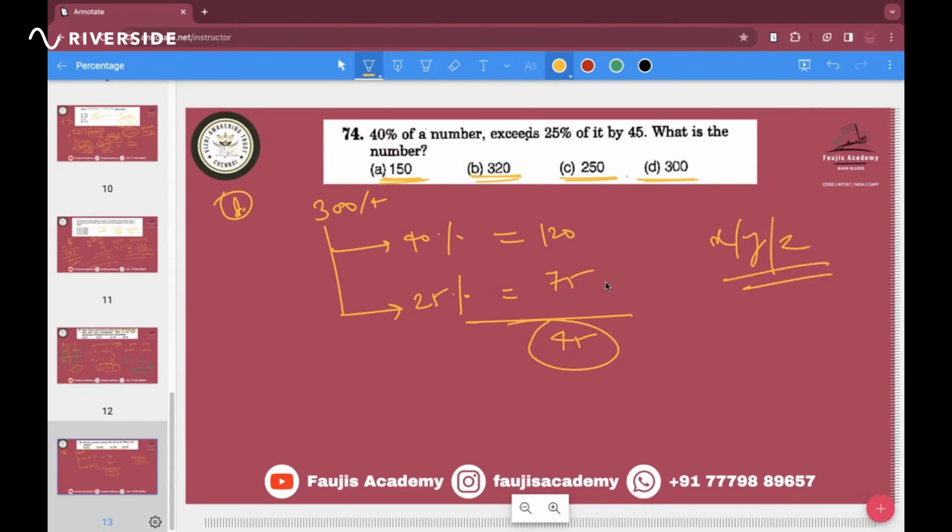Tell me. If you pick up any other number, let's say you picked up 150. 40% of 150 is 60. 25% of 150 is how much? 37 point something. It will come into decimal. So that means this is not your answer. Right? Right, guys? Did you get it what I mean to say?